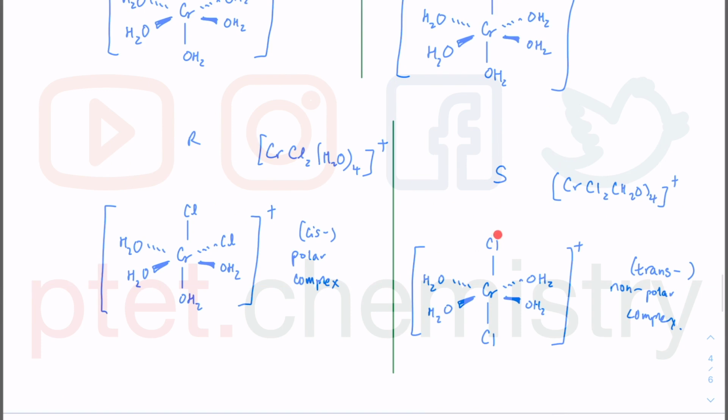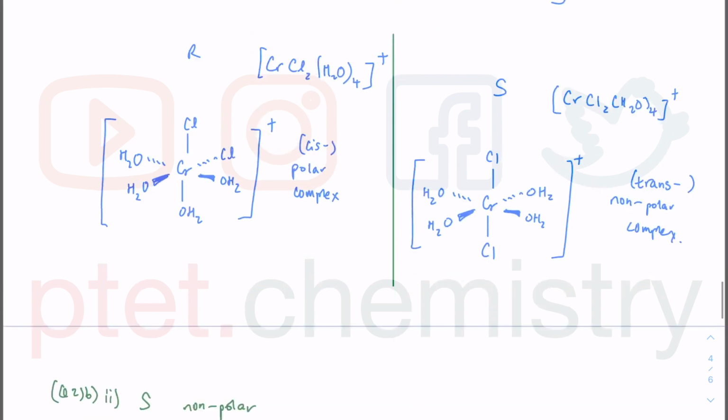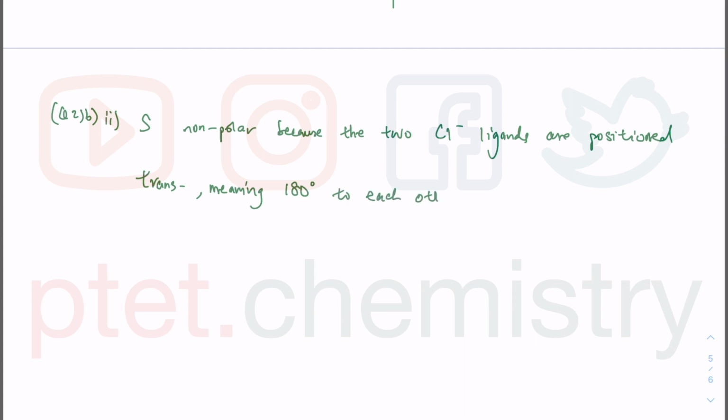S was the last one there, because the chlorine and the chlorine there are 180 degrees to each other, because the two chloride ligands, the 2 Cl minus ligands, are positioned trans, meaning 180 degrees to each other. Therefore the dipoles cancel out. It has a symmetrical structure, and as a result of the symmetry, their dipoles cancel out. When dipoles cancel out, there is no overall dipole. It's a 1-mark question.